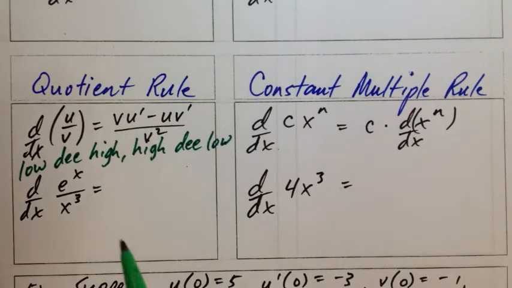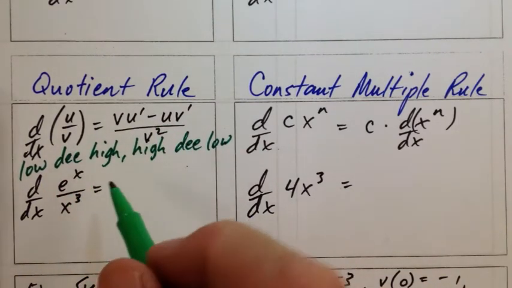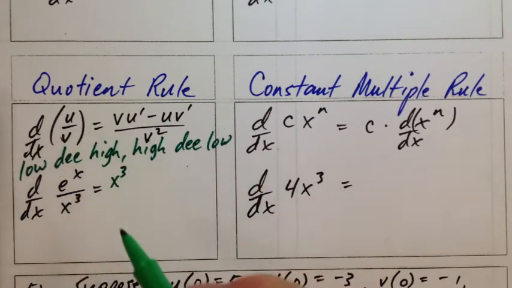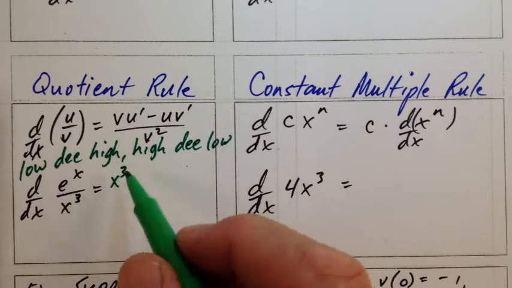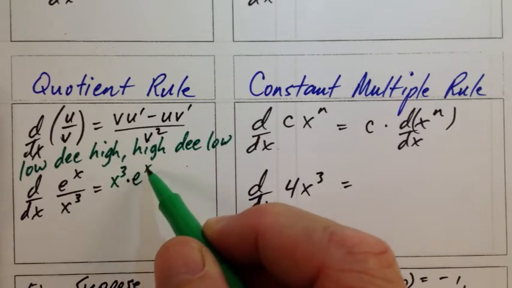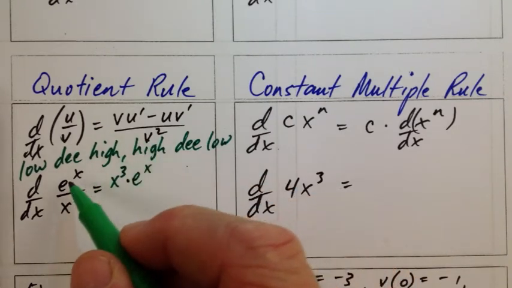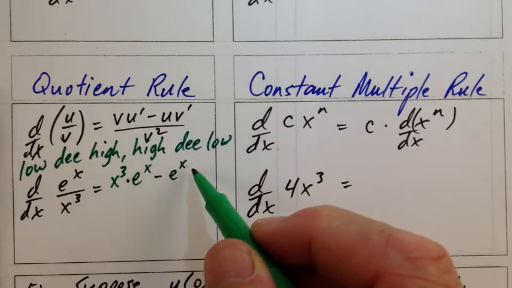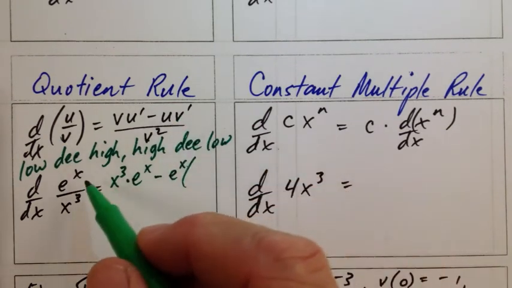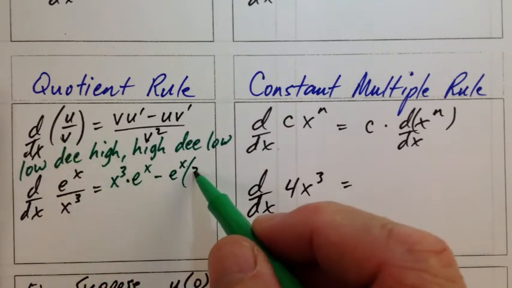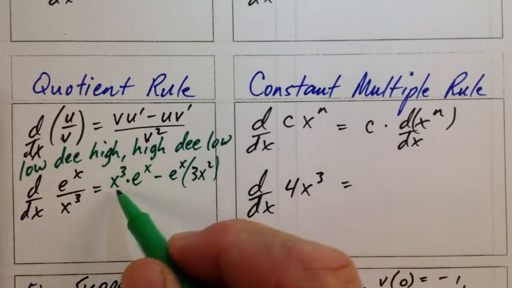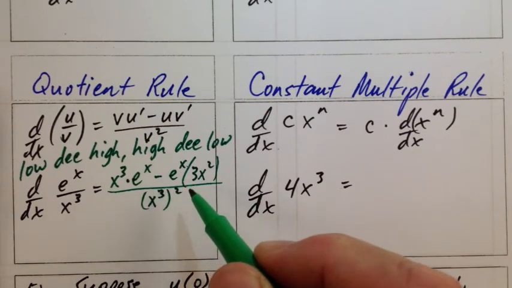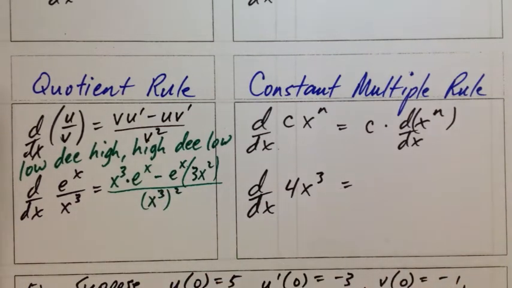So the derivative of this quotient here would be low, which would be underneath the division bar, or the denominator. Low d high, so multiplied by the derivative of the numerator, minus the high, in other words the numerator, multiplied by the d low, or derivative of x cubed, which would be 3x squared. And that's all over low squared, so x cubed squared. I'll leave the simplifying to you guys.